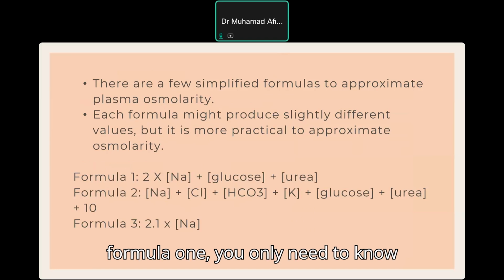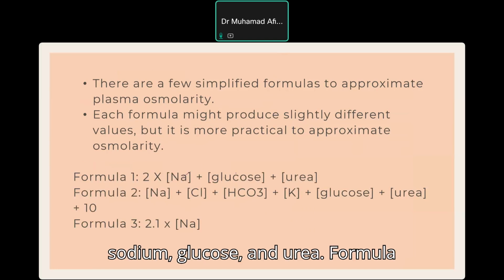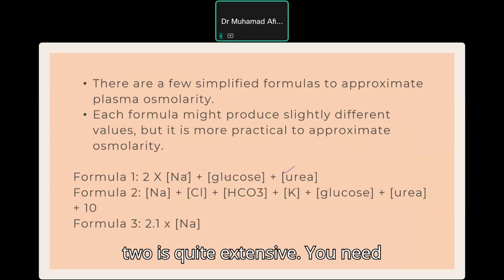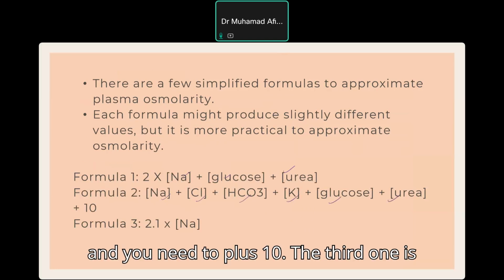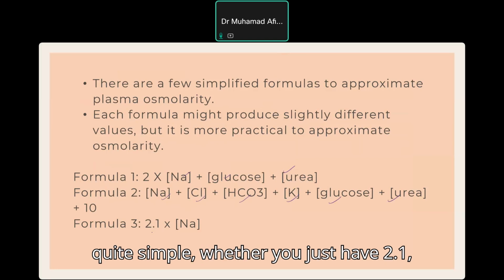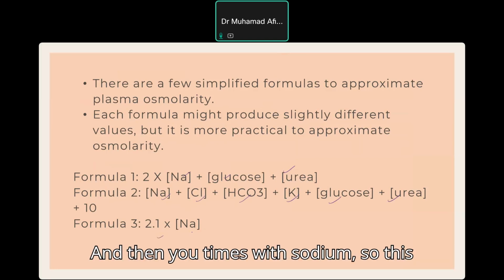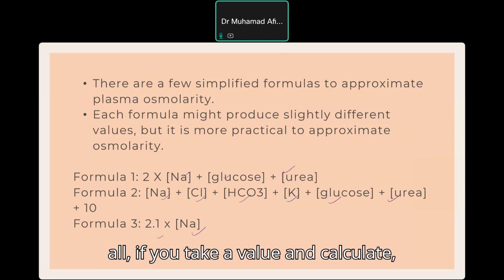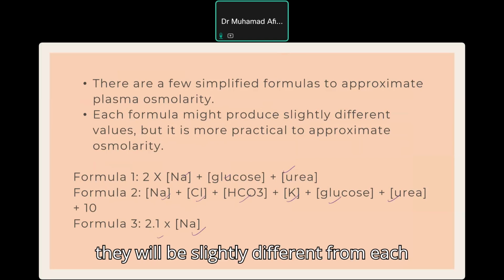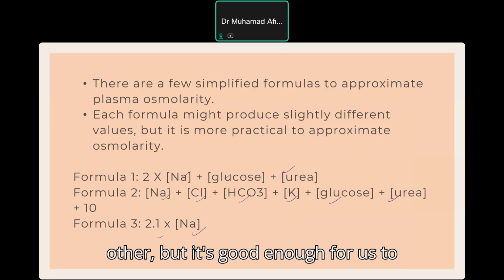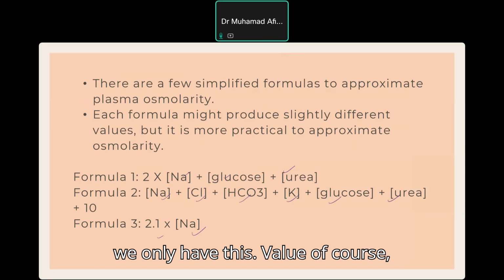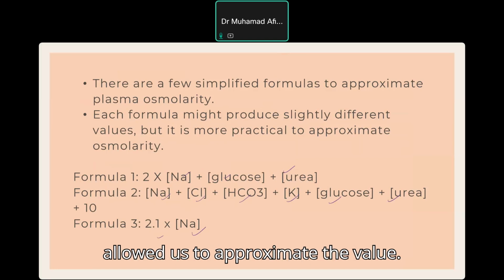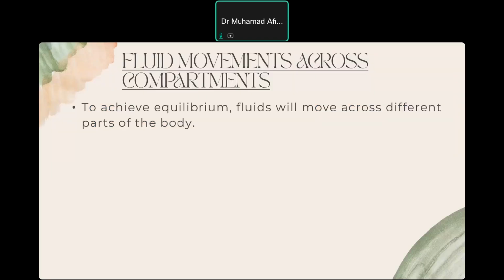As you can see here, for formula 1, you only need to know sodium, glucose, and urea. Formula 2 is quite extensive: you need sodium, chloride, bicarbonate, potassium, glucose, urea, and you add 10. The third one is quite simple: you just take 2.1 times sodium. If you take values and calculate, the results will be slightly different from each other, but it's good enough for us to approximate osmolarity if we only have these values. Of course, this is not the best way, but it allows us to approximate the value.